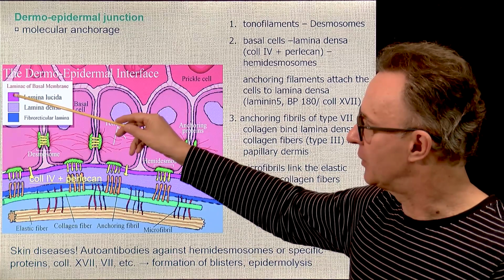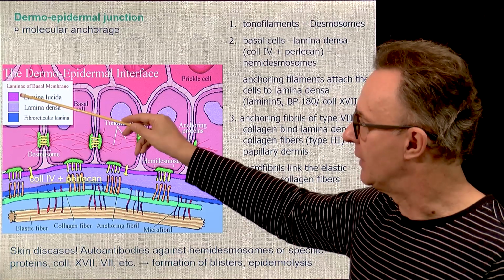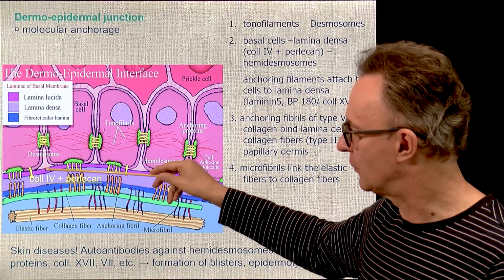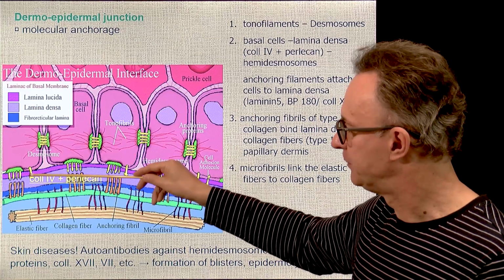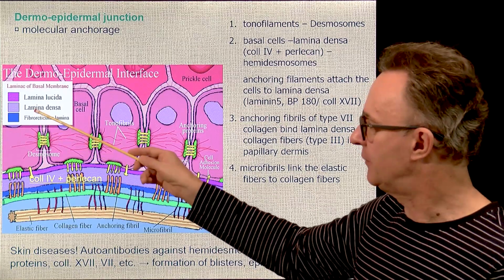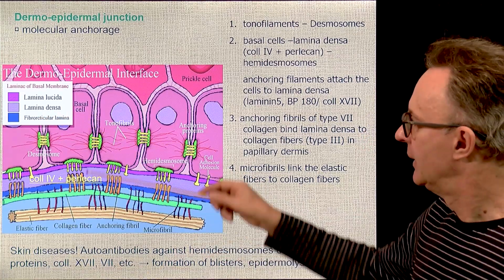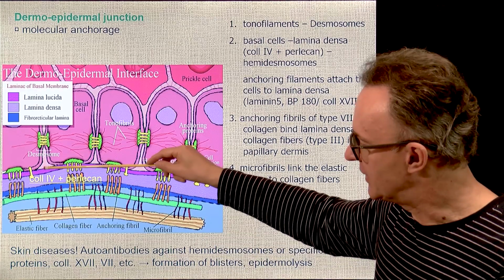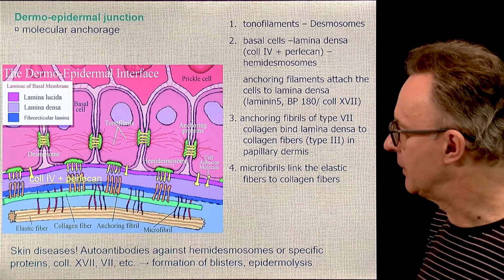First of all, the darker violet and the lighter violet together is the basal lamina, having first the lamina lucida or rara, this darker violet, and then the lighter is the lamina densa. These two together again the basal lamina, and if we add the dark blue, the fibroreticular lamina, these three together will be the basement membrane. So basal lamina, the two violet, and the fibroreticular lamina together is the basement membrane.